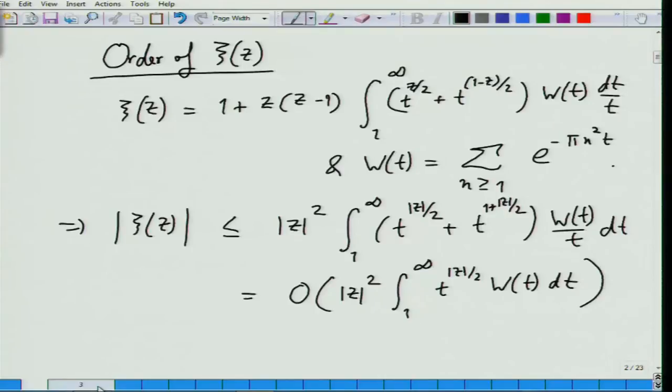Okay, why is there this symmetry? Let me write this down. We had this xi z, whose zeros are precisely the non-trivial zeros. So if z is a zero, what about z bar? z bar is the symmetric point down there. Why is that a zero? Well, because xi of z bar, when you replace z by z bar everywhere, is the same as taking xi z and taking the complex conjugate of that.